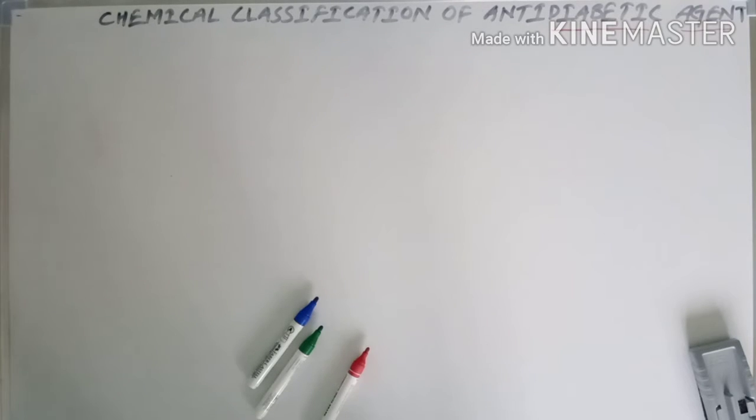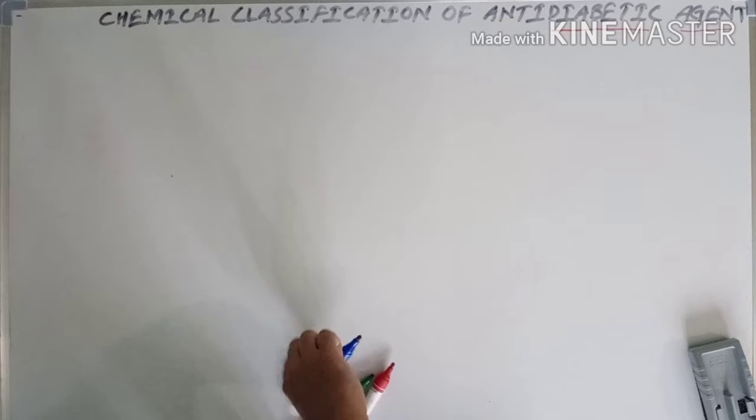Today I am going to discuss chemical classification of anti-diabetic agents. Diabetes is a metabolic disorder in which the level of sugar increases in our body, and this increase in sugar level is caused due to improper synthesis or improper release of insulin from the pancreatic cells. The drugs which come under the anti-diabetic category generally help to improve the synthesis and release of insulin from the pancreatic cells. So, what are the different classes of anti-diabetic agent? Let's discuss one by one.